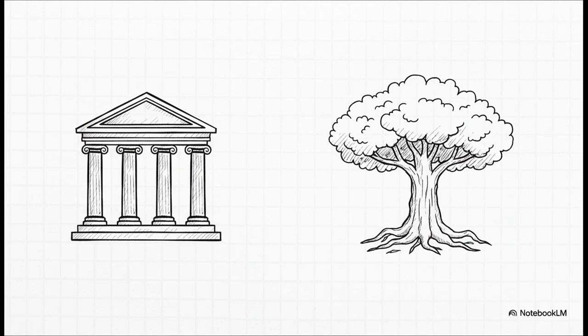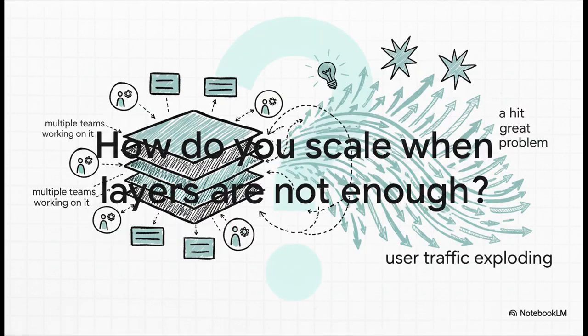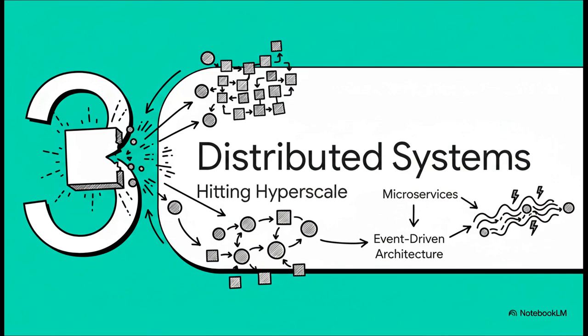And that's where this super structured, maintainable approach really shines. So now we've got a new problem, and it's a great problem to have. Your app is a smash hit. You've got tons of teams working on it, traffic is going through the roof. But that clean, layered monolith, it's now the bottleneck. How in the world do you scale to that next level? Welcome to the big leagues, hyperscale.